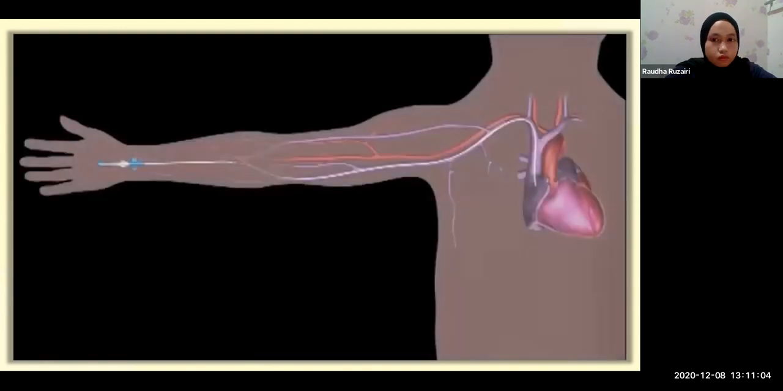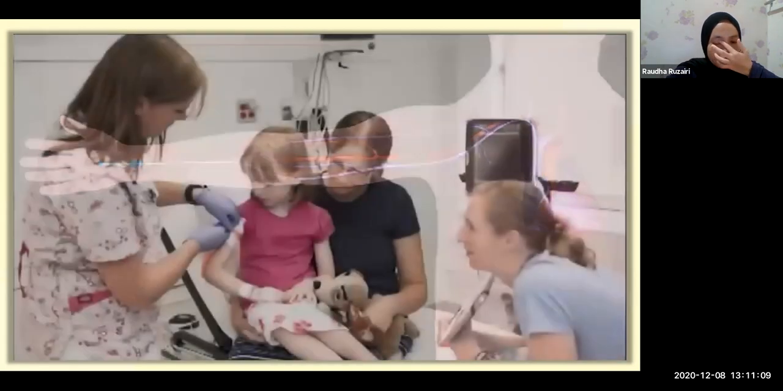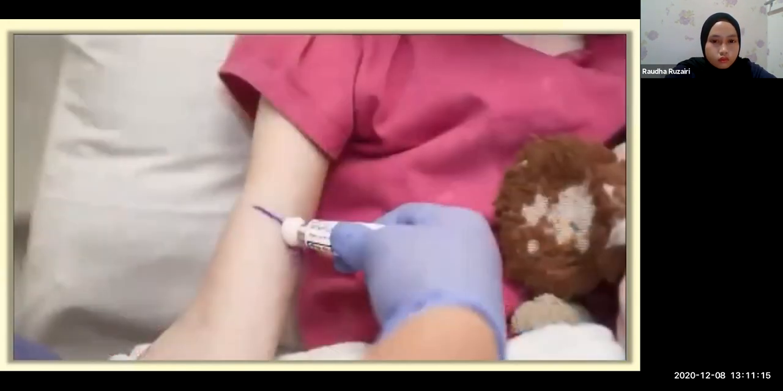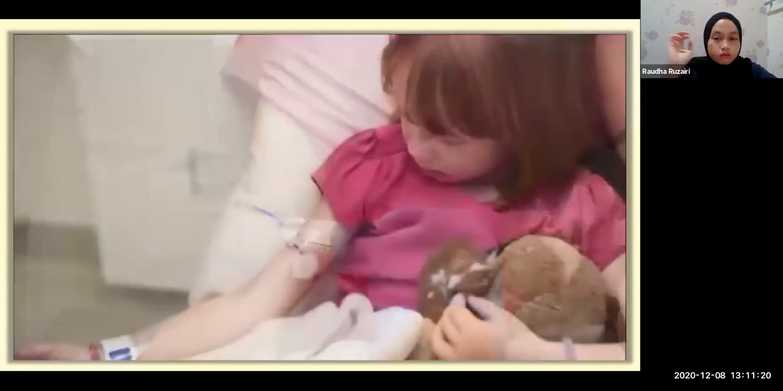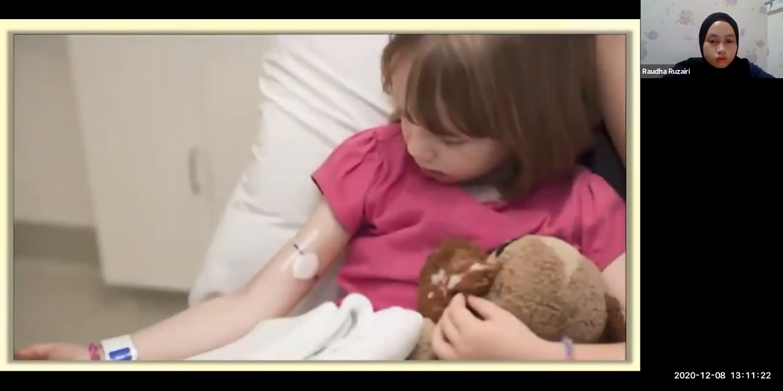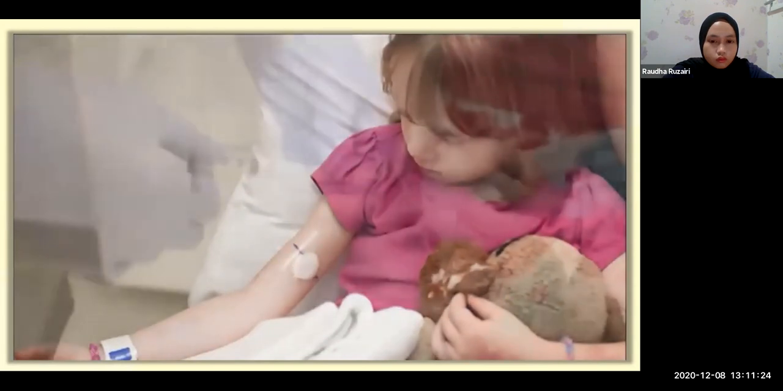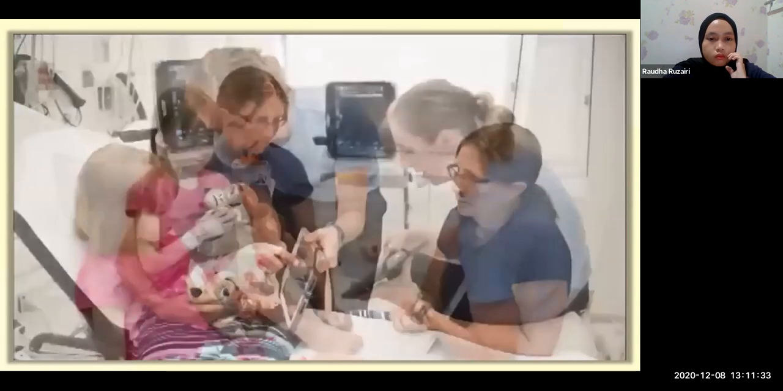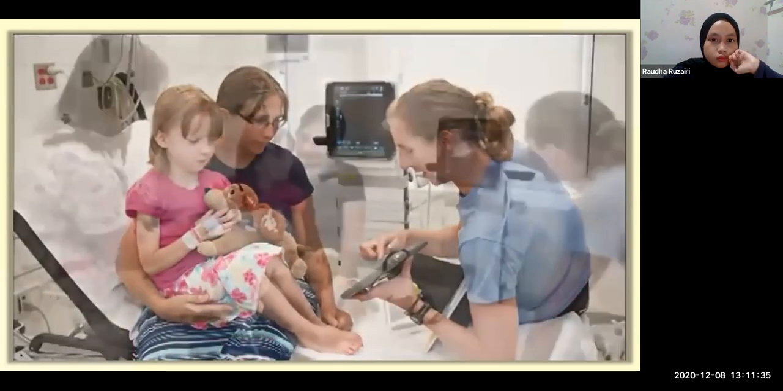The procedure to insert a peripherally inserted central catheter, or PIC, can be done in a procedure room or at your child's bedside depending on the child's age and development. The child will receive a numbing medication on the skin where the PIC will be placed, and additional numbing medication right before the catheter is inserted into the skin. The child will also receive sedatives or relaxing medications during the procedure. A child life specialist will be there to help comfort you and your child and help your child understand what is happening.